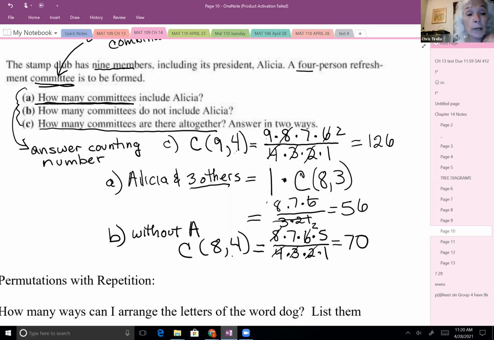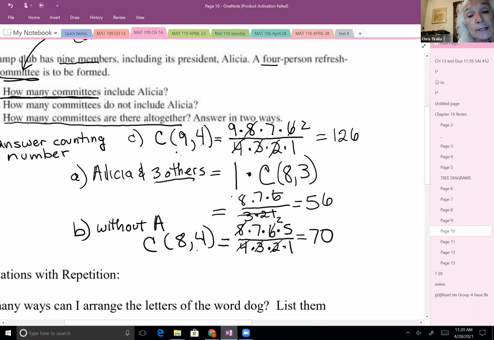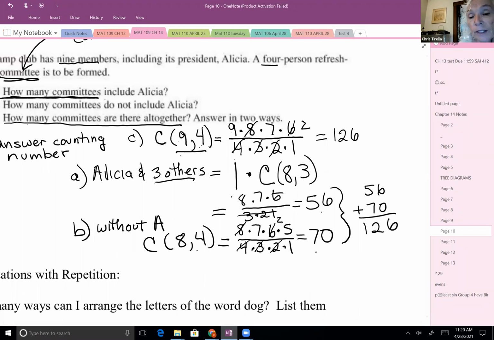Now, I'm going to go back to part C. And they ask you to answer that 2 ways. One way is to say there are 9 people, combination 4 is 126. The other way that's sort of interesting is to say, well, if there's 56 committees with Alicia and 70 without Alicia, wouldn't the total number of committees be the 56 plus the 70, or the 126? Kind of cool.